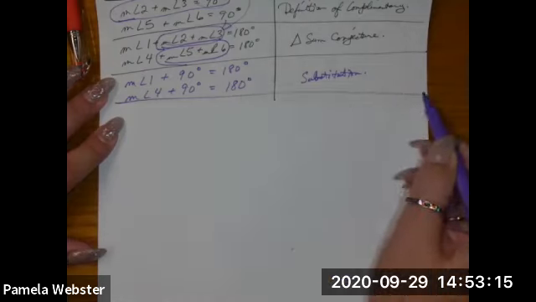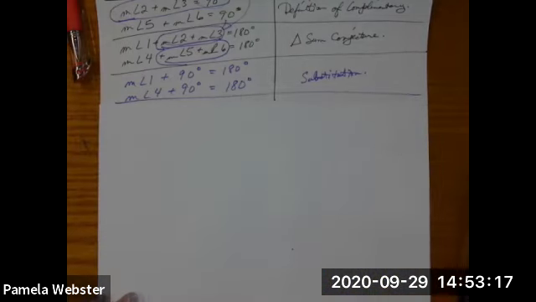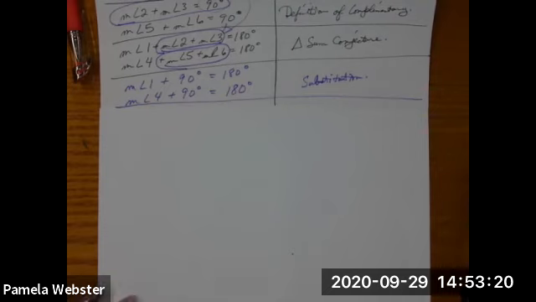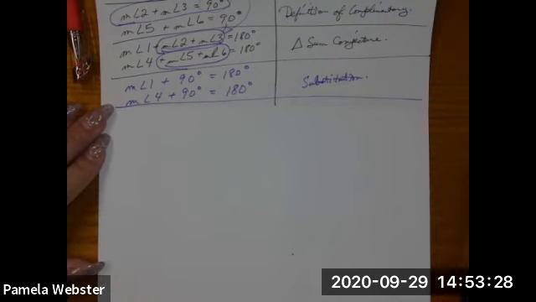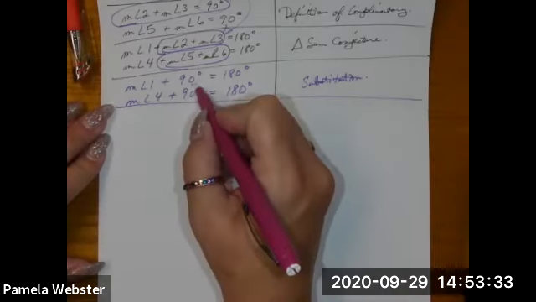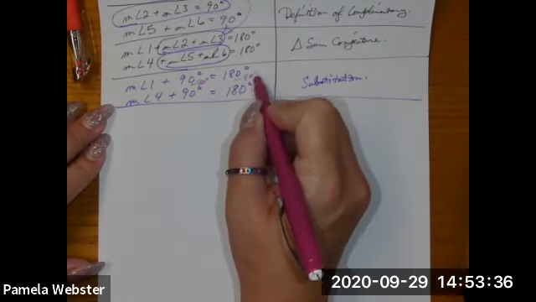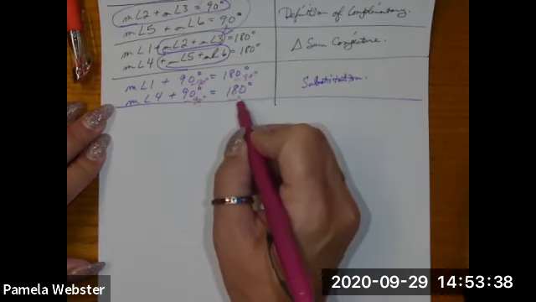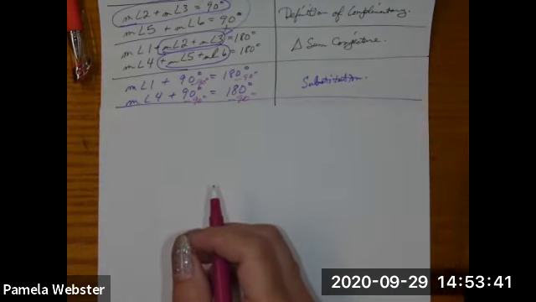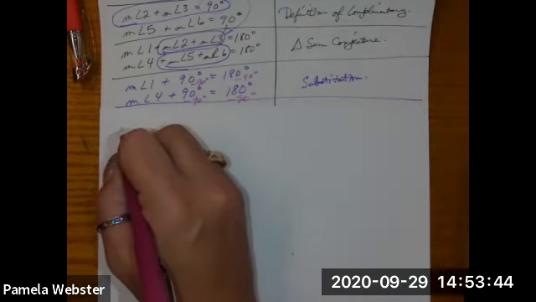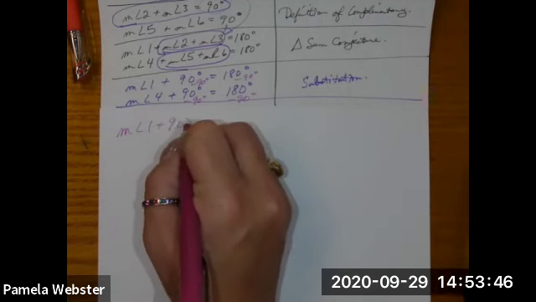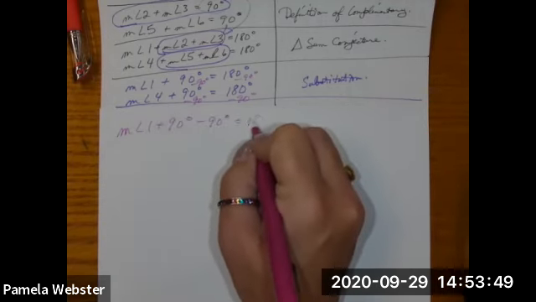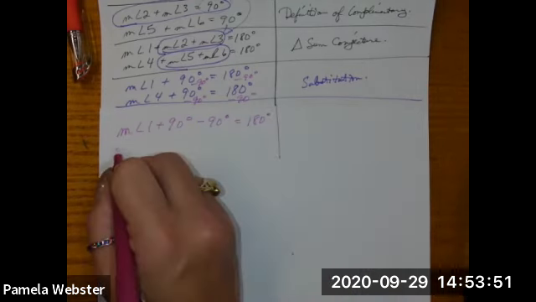All right. And then I heard Devante say he wanted to subtract. What do you want to subtract, sir? Or anybody? Oh, subtract the 90 degrees off of both of them, right? And how is it that I'm able to do that? Good. Subtraction property of equalities.